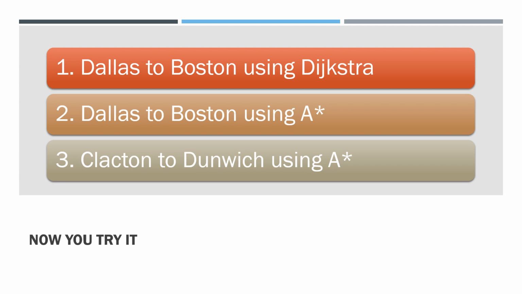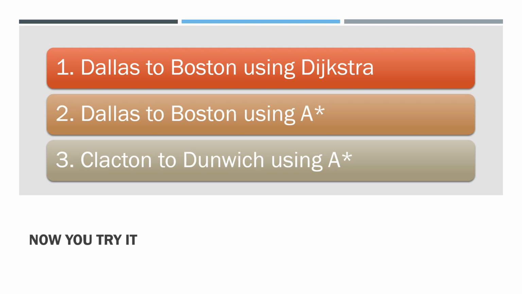Okay, so I hope that showed you how the A star algorithm works. I've got 3 exercises now which will follow. Calculating the route from Dallas to Boston using Dijkstra, then doing the same route using A star. I'll give you a heuristic so that you can do the A star algorithm. And then finally one that's set in Essex and you find the route from Clacton to Dunwich using the A star algorithm. So I'll just bring those up in a moment and go very quickly through them.